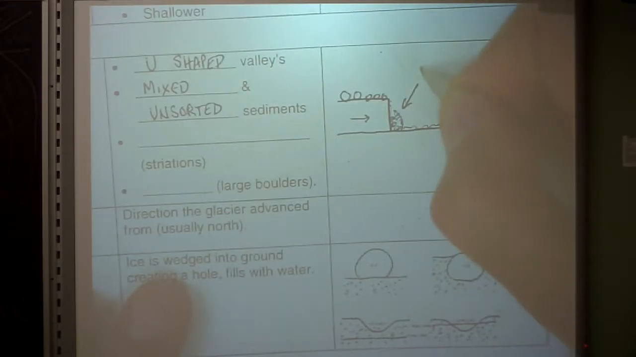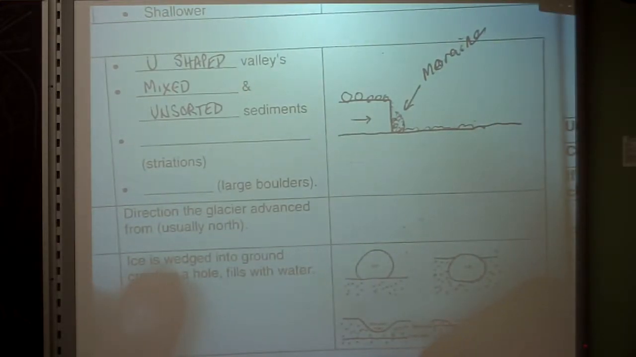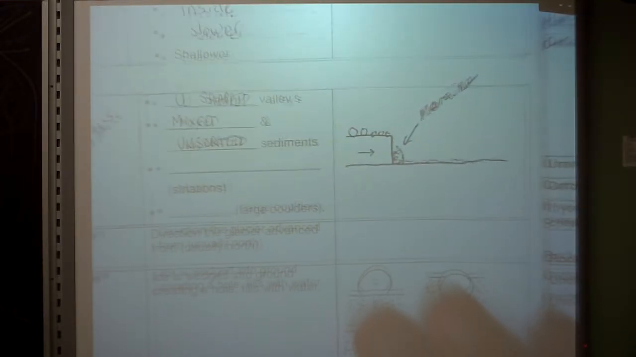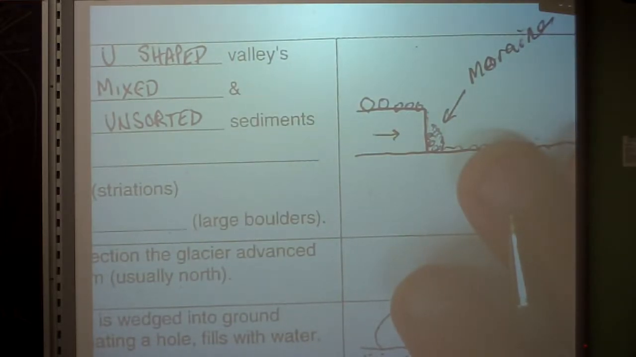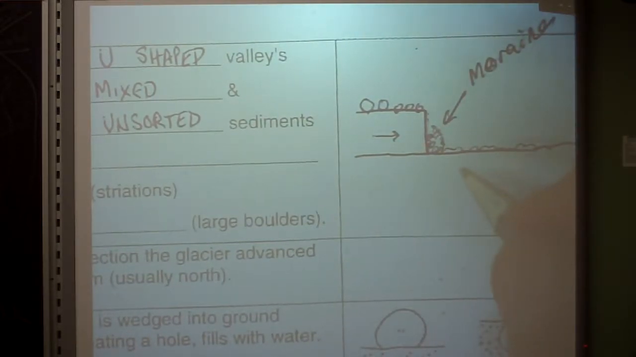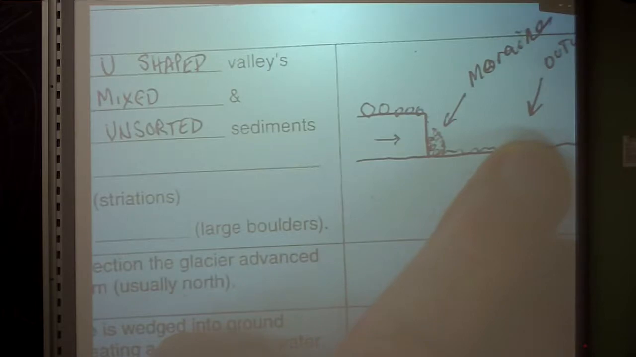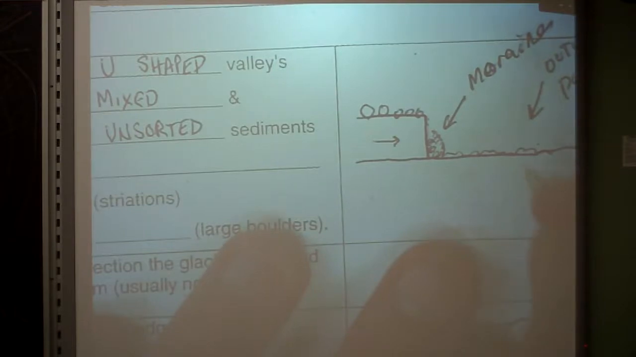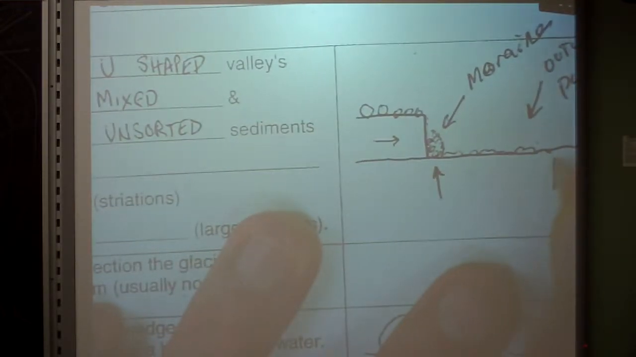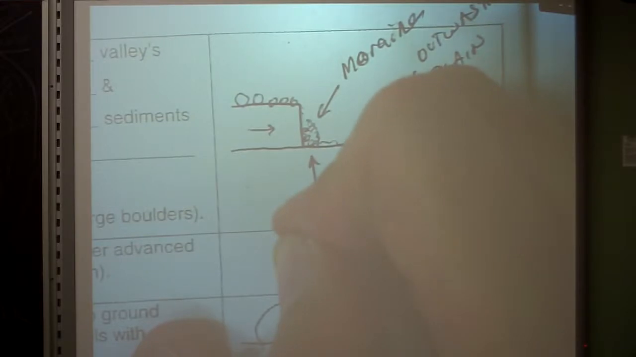And we call this glacial moraine. And the glacial moraine is going to be mixed and unsorted. So that's in front of the glacier. Okay, but I do want to point out to you that in this part of the glacier, this is called the outwash plain. And in this part of the glacier, you have streams. And what streams do is they sort out the sediments. So in the outwash plain, things are going to be sorted, but in the moraine, they're going to be unsorted.